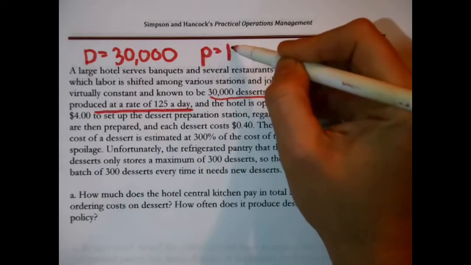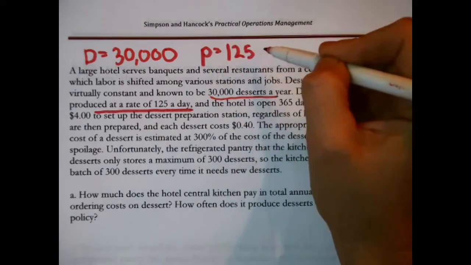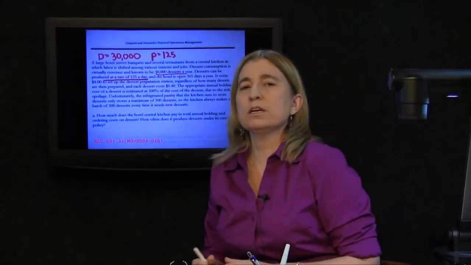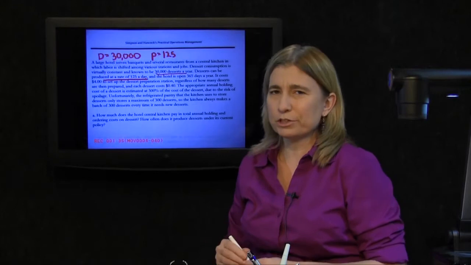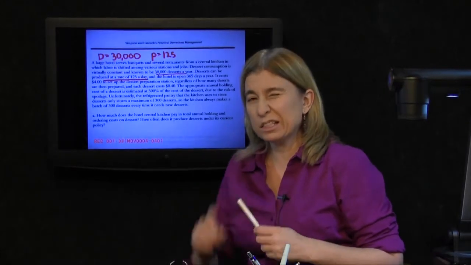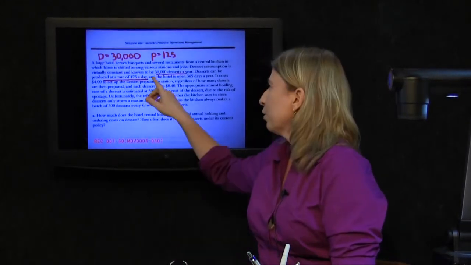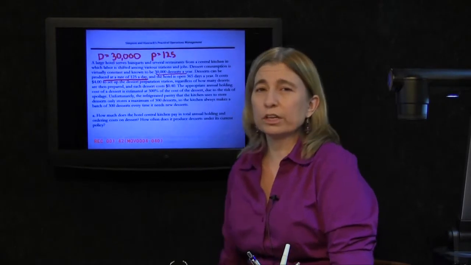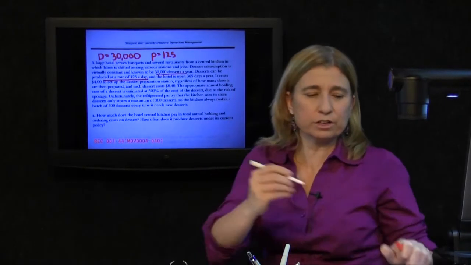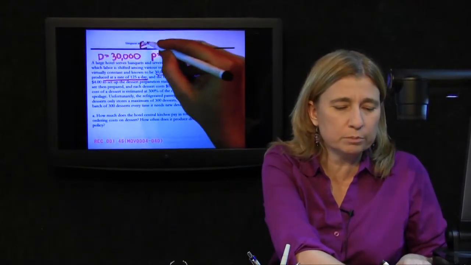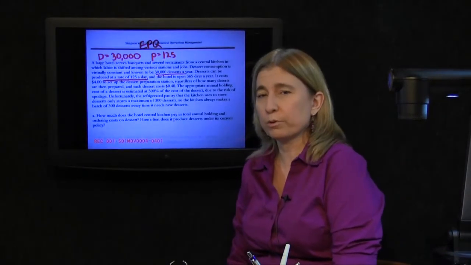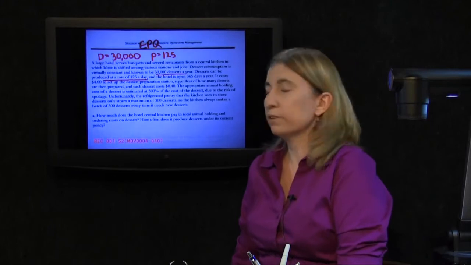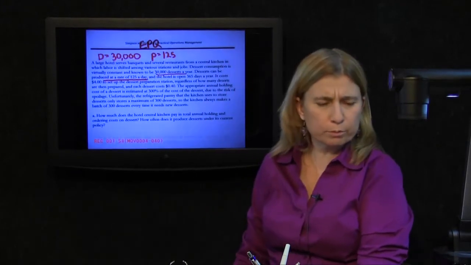P equals 125. Lowercase p is the daily production rate. When that was volunteered, which it is early on in this scenario, that tells us we are working with the EPQ formulas. That's what's appropriate. Okay, but we're not even halfway through the scenario. There's a lot more information here.